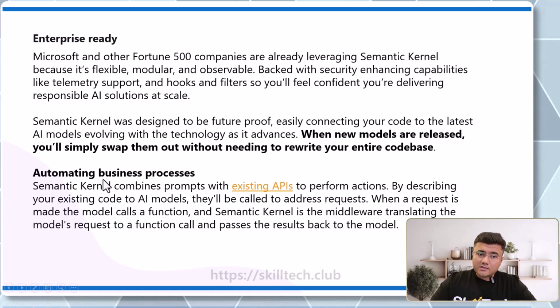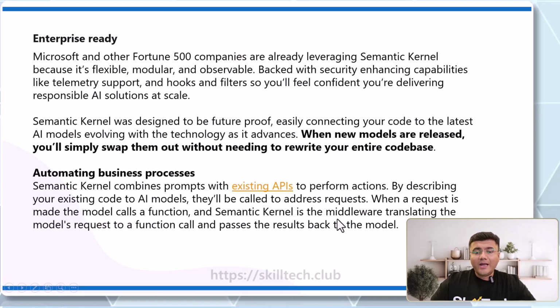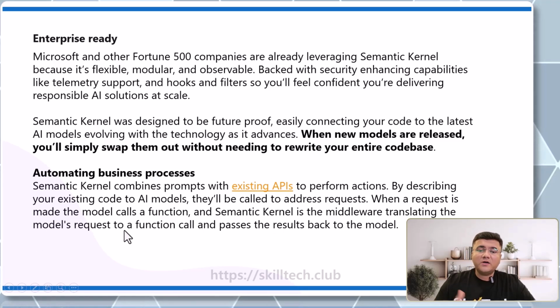Automate business processes. Semantic Kernel combines prompts with existing APIs to perform actions. By describing your existing code to the AI models, the model can request to call it, and when a request is made to the model, it calls a function. And Semantic Kernel is a middleware which is translating the model's request to a function call and then passes the result back to the model.